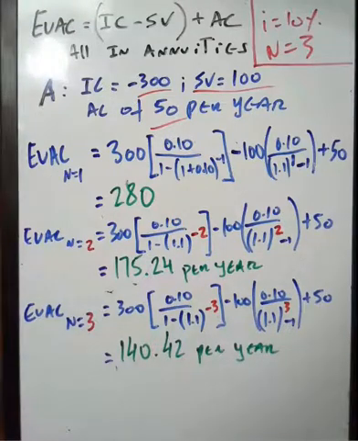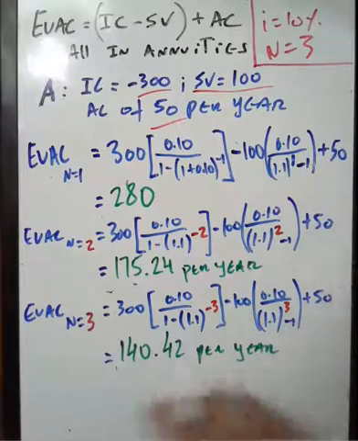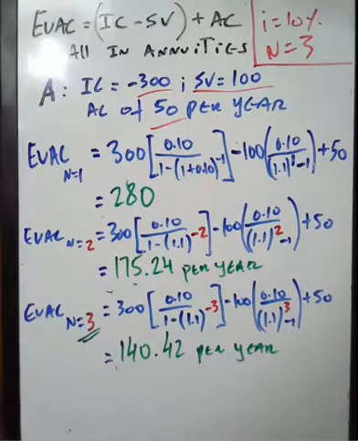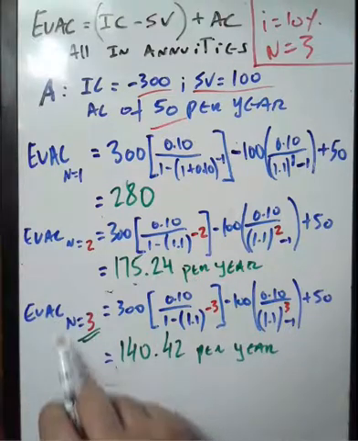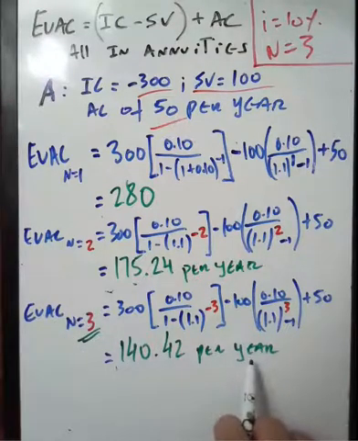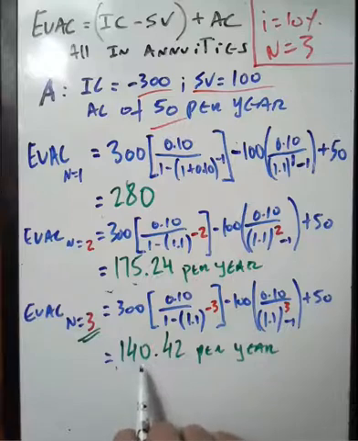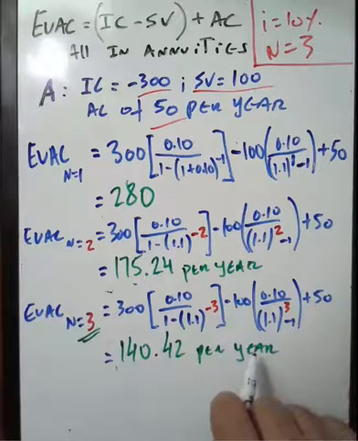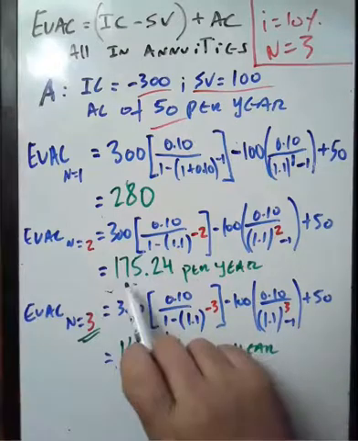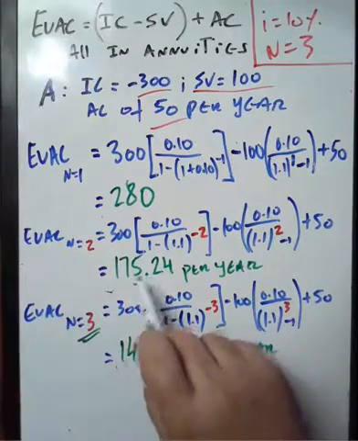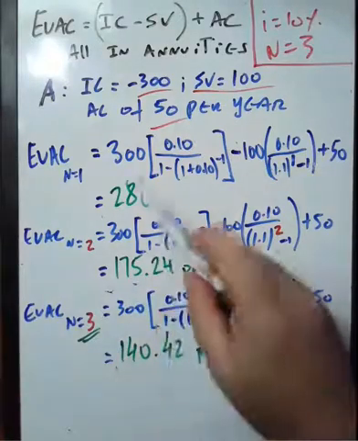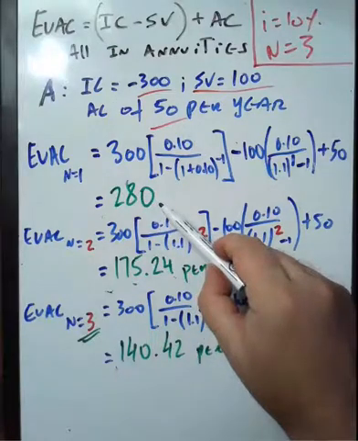So if this was the only machine you had to evaluate, your recommendation would be, okay, keep it for 3 years, because that's where our equivalent uniform annual cost is minimized at a cost of $140 per year. If you only keep it 2 years, your cost is $175 per year. If you keep it just 1 year, your cost is $280.